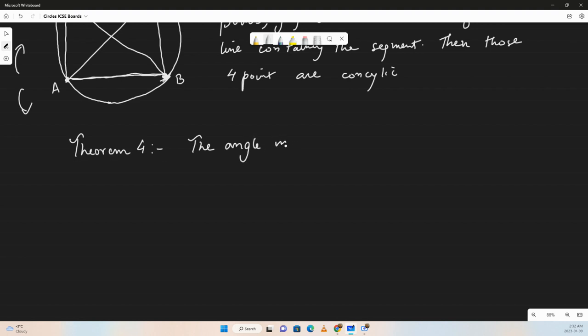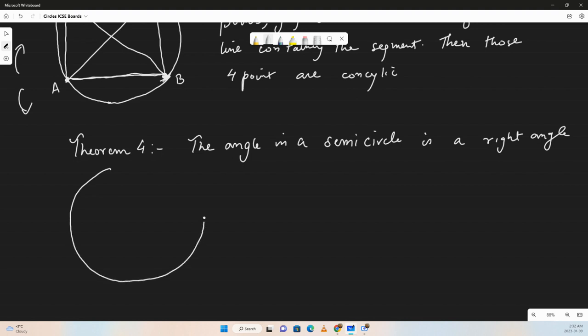So the angle in a semicircle is a right angle. So what does this mean? It means that if we draw a circle and if we draw the diameter, then we get two semicircles, right? And the angle subtended on a semicircle is basically 90 degrees. That's what this theorem says.